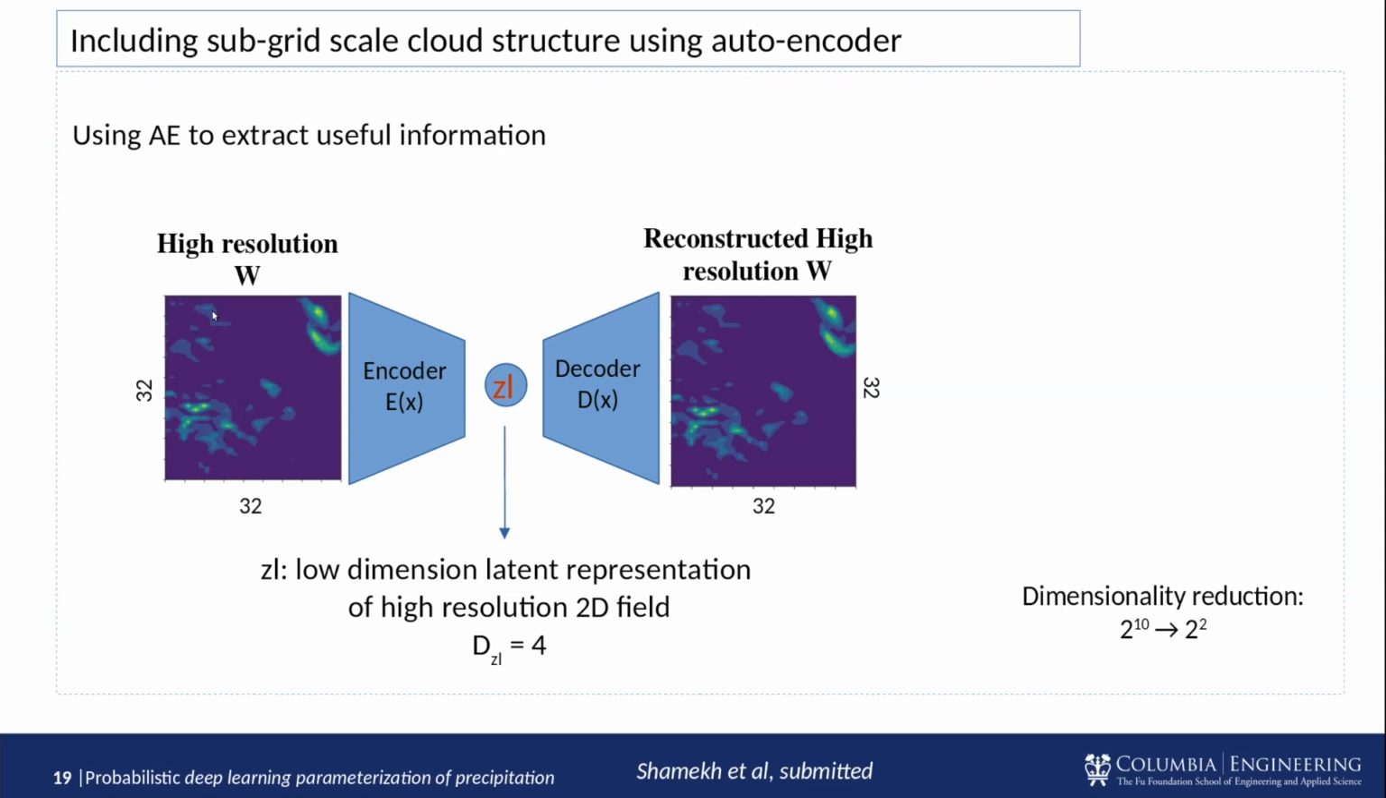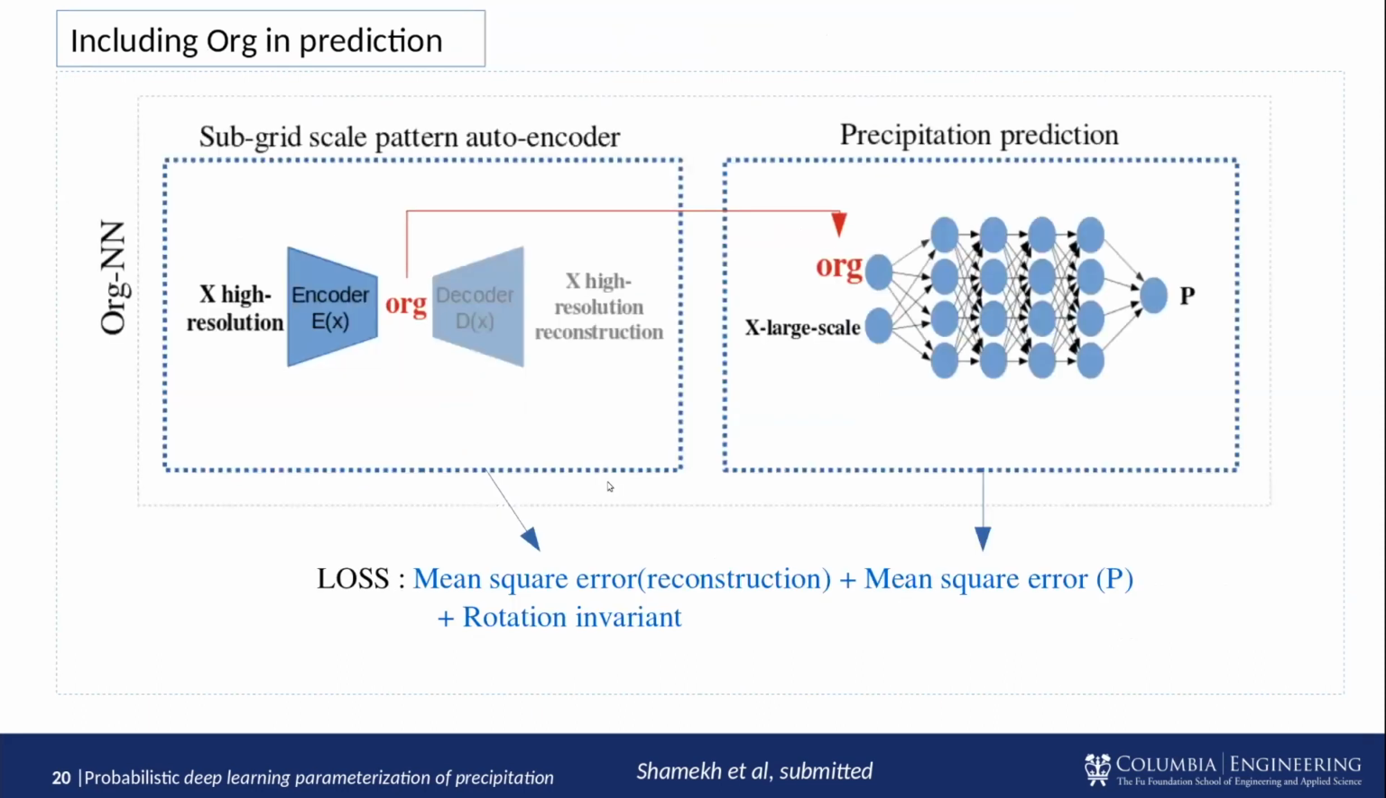So what I'm doing here, I'm passing high resolution column of water vapor as input, and I compress it to a dimension of 2^2. So I'm going from 2^10 to 2^2. And I want to use this ZL to inform my network about organization. So here is then the structure of my new network, what we call org-NN.